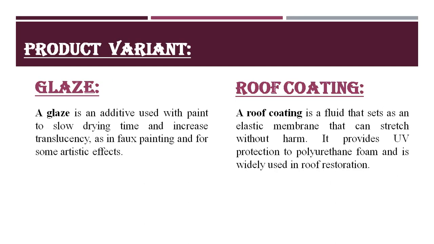Next is glaze. Glaze is an additive used with paint to slow drying time and increase translucency as in faux painting and for some artistic effects. Roof coating. A roof coating is a fluid that sets as an elastic membrane that can stretch without harm. It provides UV protection to polyurethane foam and is widely used in roof restoration.